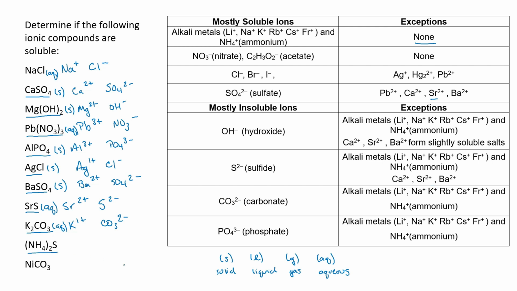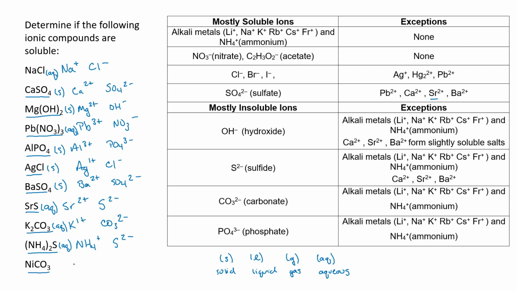Next up is ammonium sulfide. We've seen sulfides before, but let's go ahead and identify our cation, which is ammonium, and our anion, which is sulfide. I'm already seeing a rule for ammonium. It is a soluble salt with no exceptions. So this is going to also be a soluble salt. But you can also check the anion. So here is sulfide. It's a mostly insoluble anion, but you can see the exception here is ammonium.